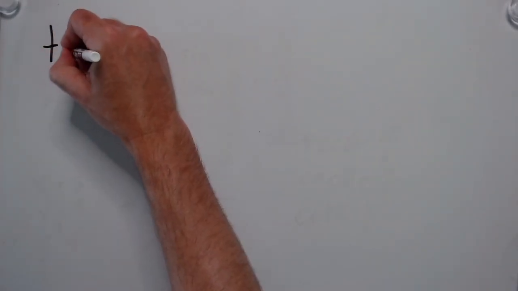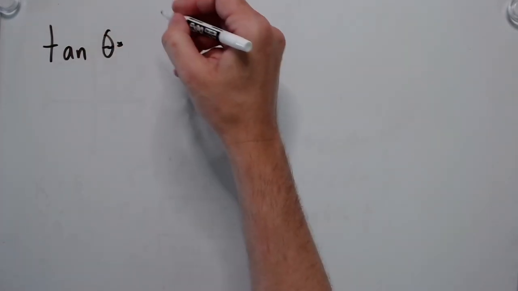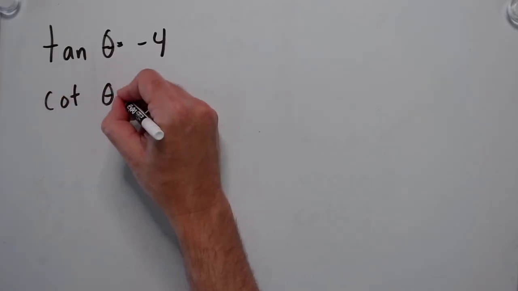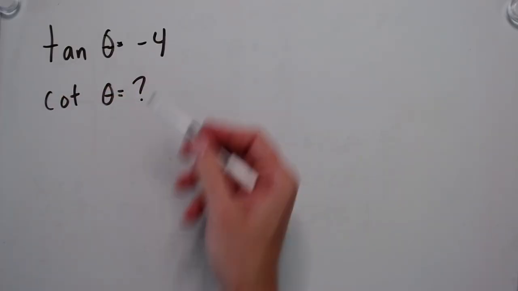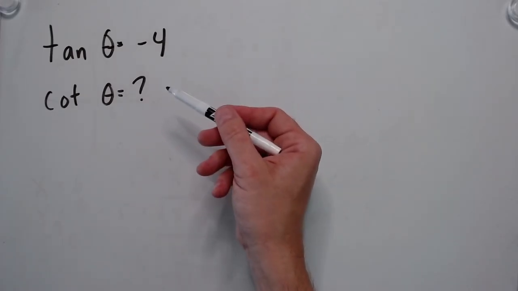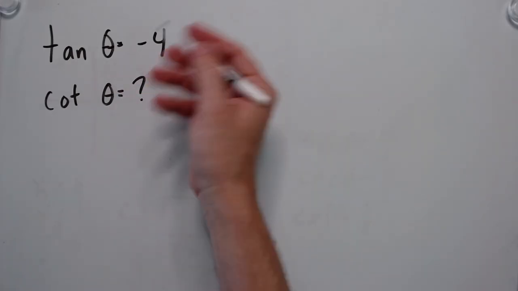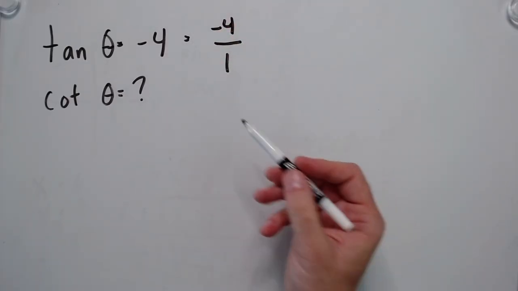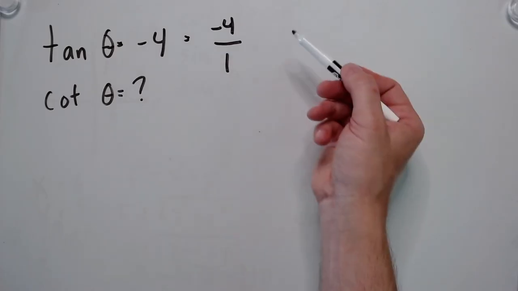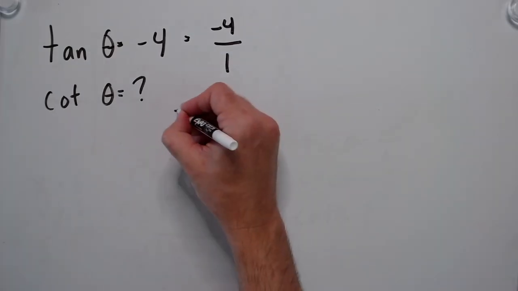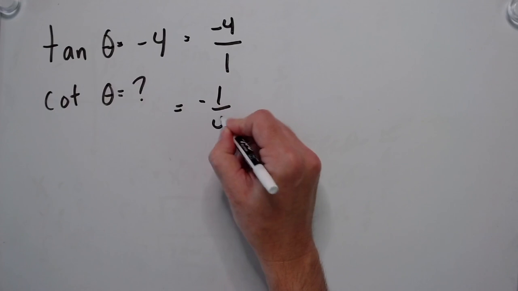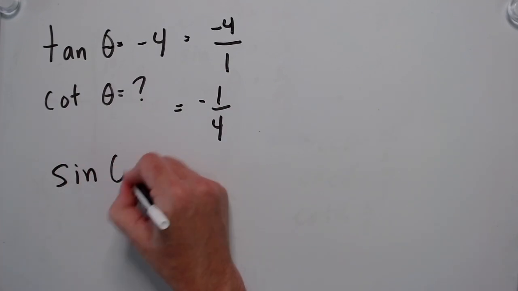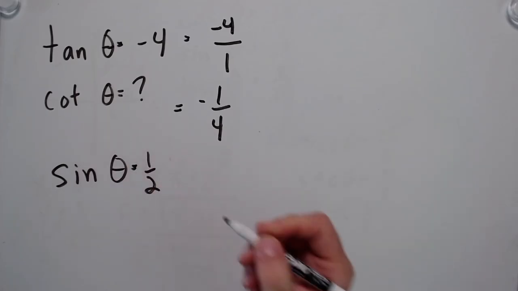Let's just say we have the tangent of theta is equal to -4. What is the cotangent of theta? Well, it would be the reciprocal of this, but this isn't a fraction. So it's time to be a little sneaky. We need to think of -4 as equal to -4 over 1. So this is still -4, but now it's a fraction. So the cotangent of theta would be equal to -1/4.